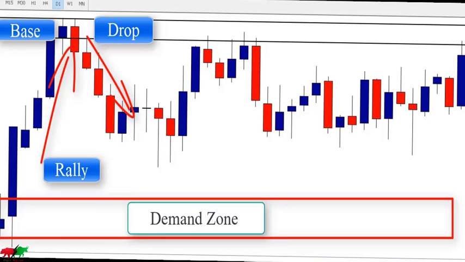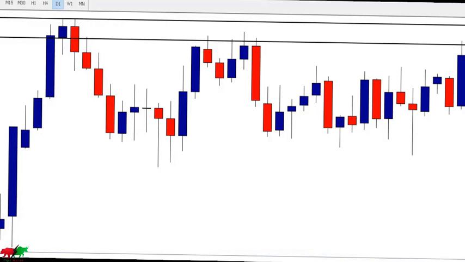If you check out your charts, you will find a lot of examples of rally-base-drop supply zones or drop-base-rally demand zones or rally-base-rally or drop-base-drop zones. I highly recommend you open your charts and try to find these patterns, because this exercise will help you better train your eyes on identifying these patterns more easily.